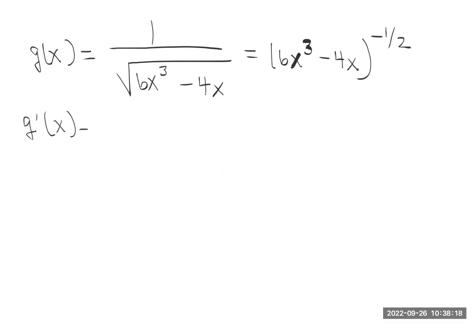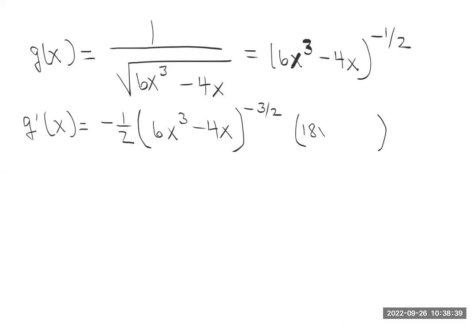So now it's general power rule. What comes down in front? Negative 1/2. Now I have (6x cubed minus 4x) to the negative 3/2, negative 1/2 minus 2/2, times 18x squared minus 4.